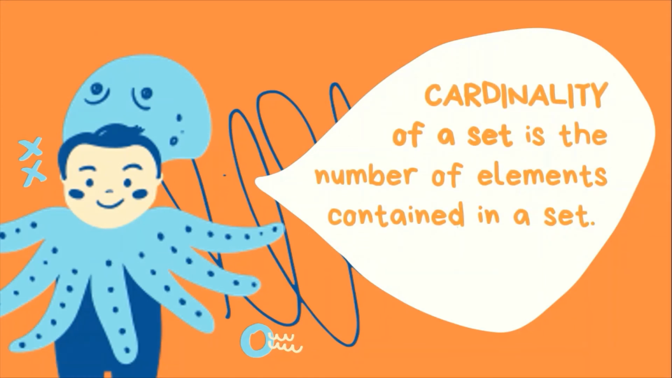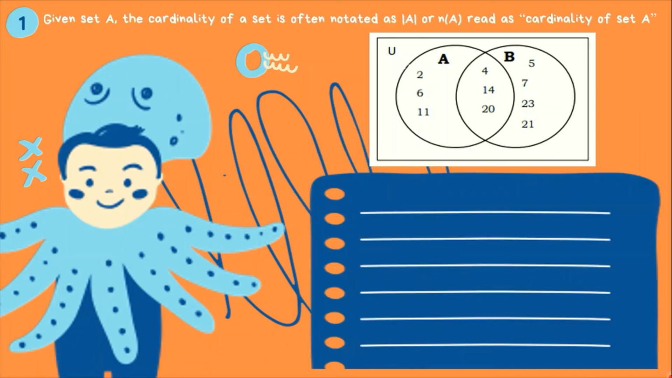Next, cardinality. Cardinality of a set is the number of elements contained in a set. So, given set A, the cardinality of a set is often notated this way. We have two possible ways of writing cardinality. Pwede siyang enclosed ng 2 lines or pwede rin namang enclosed siya ng parentheses tapos may n sa katabi niya. Both of these are read as cardinality of set A.